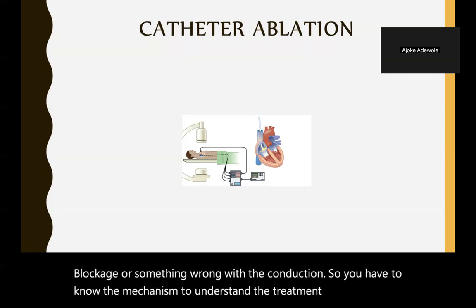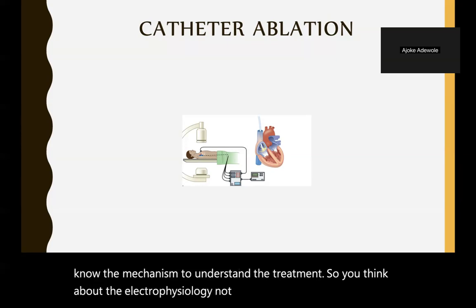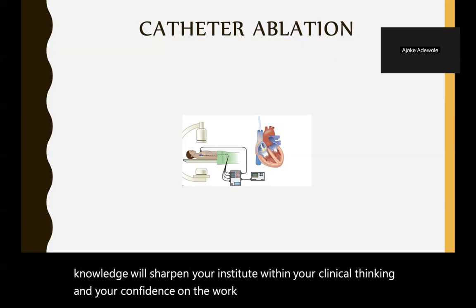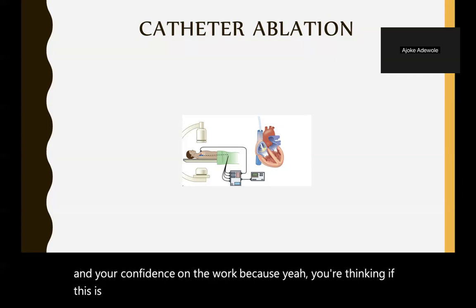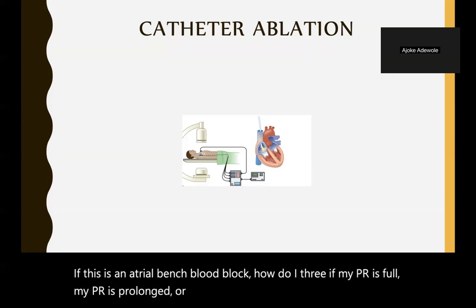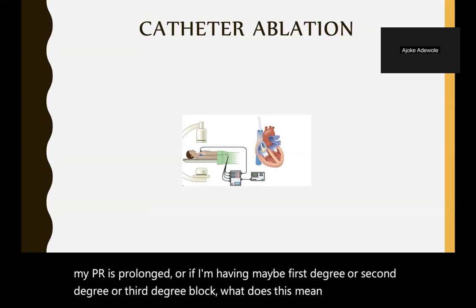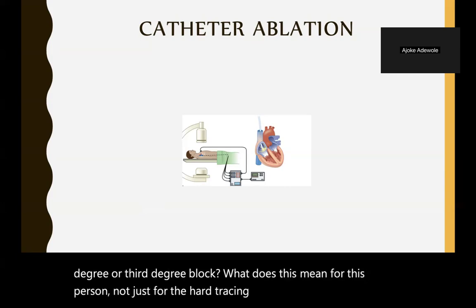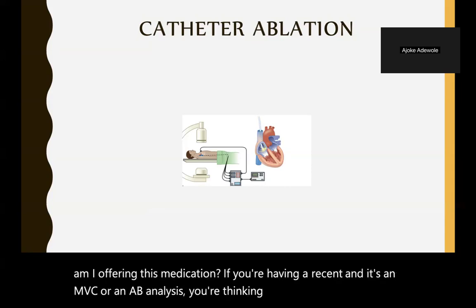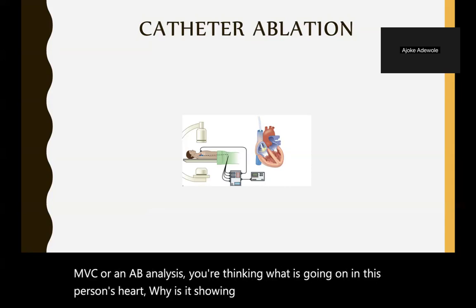So you think about the electrophysiology, not just ECGs. And this knowledge will sharpen your ECG reading, your clinical thinking, and your confidence on the wards, because you're thinking, if this is an atrioventricular block, how do I treat? If my PR is prolonged, or if I'm having first degree or second degree or third degree block, what does this mean for this person? Not just for the heart tracing, what's going on in the heart, and why am I offering this medication? If you're having arrhythmias and it's an SVT or an AVNRT, you're thinking, what is going on in this person's heart? Why is it showing up this way? And why am I giving this medication?